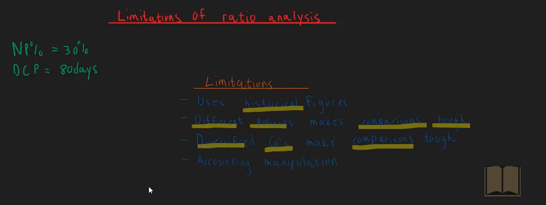Another common argument leveled against ratio analysis is that it depends on accounting information, and accounting information, as we know, can be manipulated by the accountants.